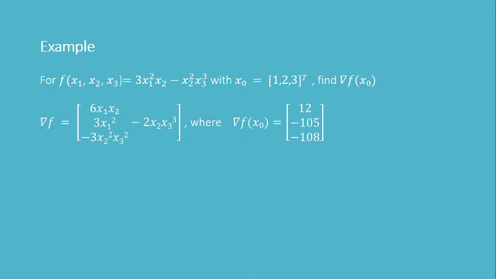If we evaluate this del f at the point x0, meaning putting the value of x1 as 1, x2 as 2 and x3 as 3, we'll get the value (12, -105, -108).